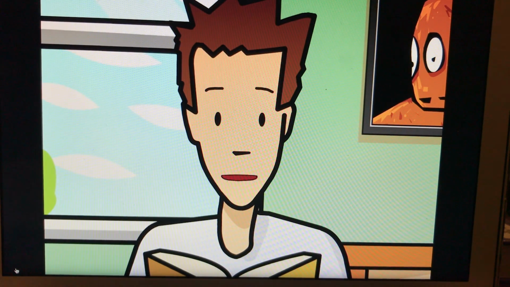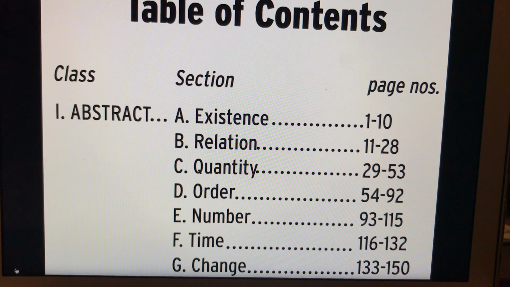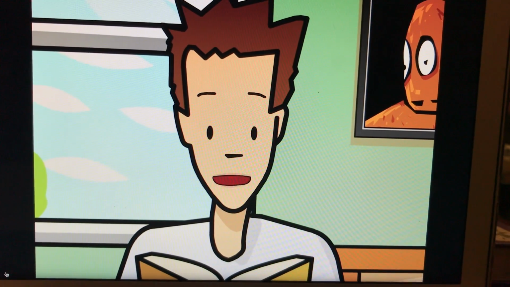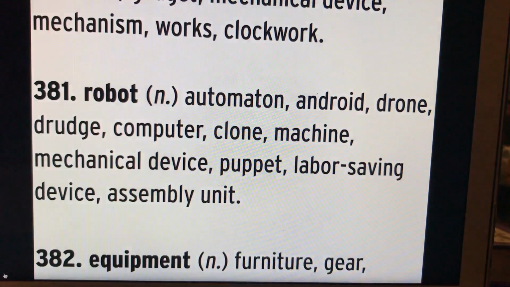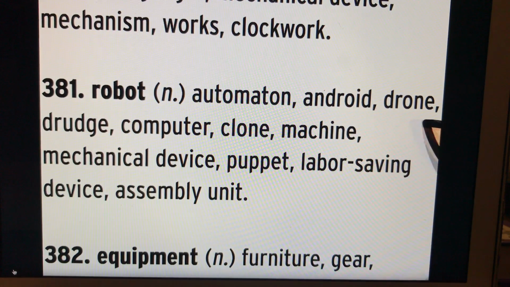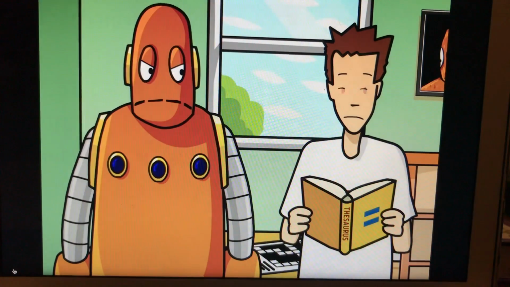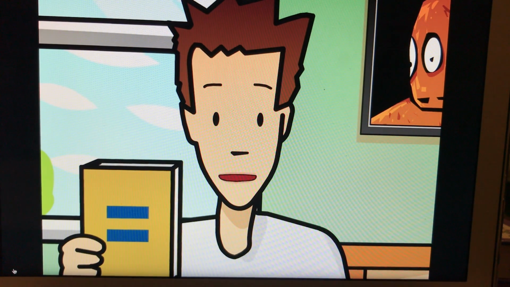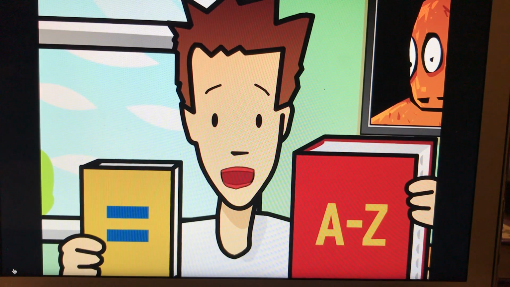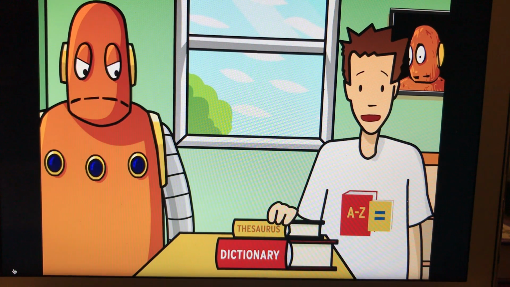Thesauruses are a really good way to learn new words and improve your writing. Most are ordered alphabetically, just like a dictionary, but some are arranged by theme, which can be a little tricky. For example, robot might be found in two sections, the one about labor and the one about machines. Here it is. Automaton, android, drone, drudge, computer, clone, machine, mechanical device, puppet. Yeah, I know you're not just a mechanical device. Since words in a thesaurus aren't always exact synonyms, it's a good idea to go back to your dictionary if you're unsure about something. But with a dictionary and a thesaurus, you should be able to tackle any sort of writing.